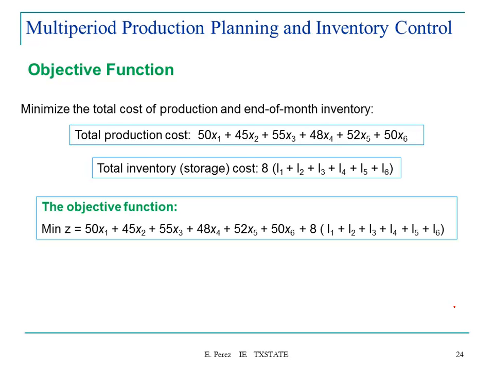So your objective function again is stated in terms of minimizing your production cost plus your inventory cost. Make sense? Okay, so we are trying to minimize our cost, and the costs have two areas, the production and the inventory. Can I move to the next one? Okay.